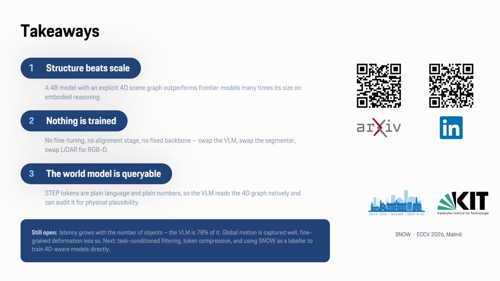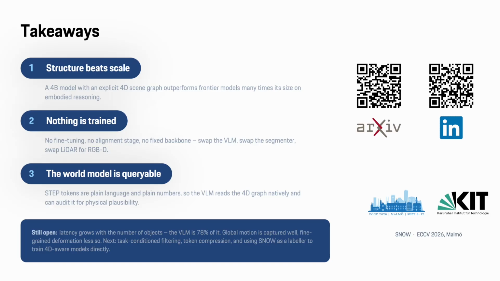Our key takeaways are first that structure beats scale. A small model can outperform a much larger one with the right representation for embodied reasoning. Additionally, you don't necessarily need to fine-tune VLMs for spatio-temporal reasoning. The harness, the representation provided to the model, can have a much larger impact. Third, our world model is naturally queryable by a VLM by providing an interface that grounds language and geometry through object centricity.